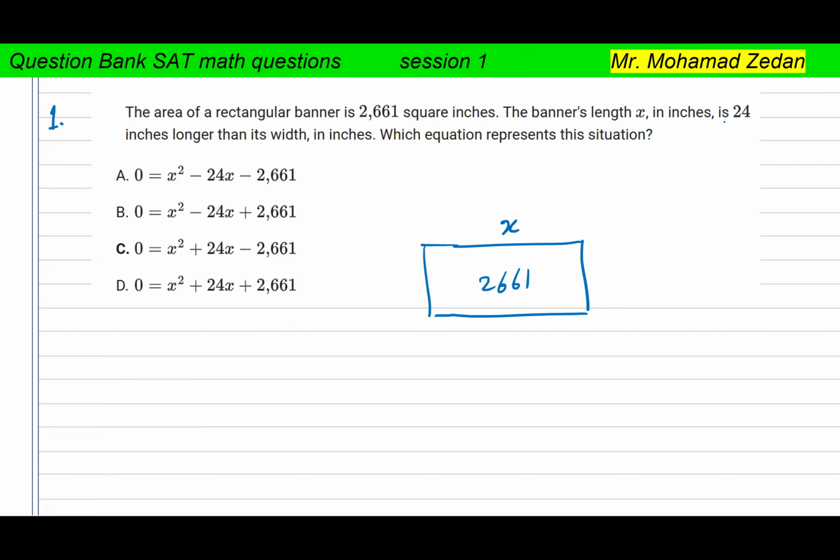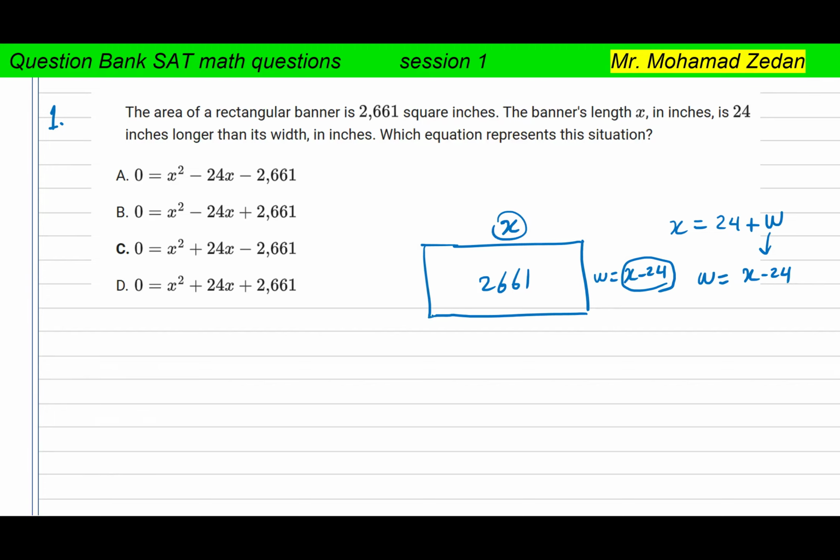In inches, x means x is 24 inches longer than the width. So this is the relation between the length x and the width. That is, x is 24 plus w, the width. Now just to make it an expression in x, if you make w the subject in this equation, it's x minus 24. So I have the width x minus 24 and the length is x.